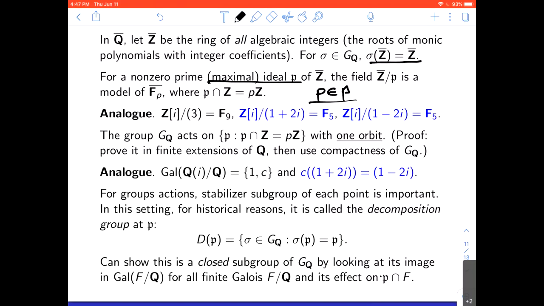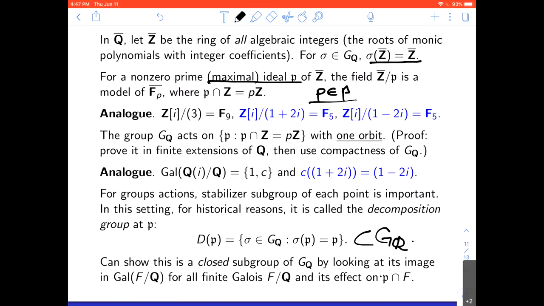And so if you look at the stabilizer of one particular prime ideal, that's called the decomposition group D of P. This is just like in the theory of group actions: you look at the things that fix that P. So this is a subgroup of GQ. And it turned out it's a closed subgroup.